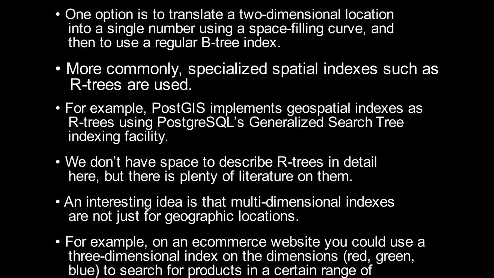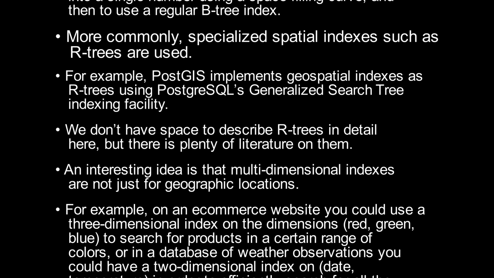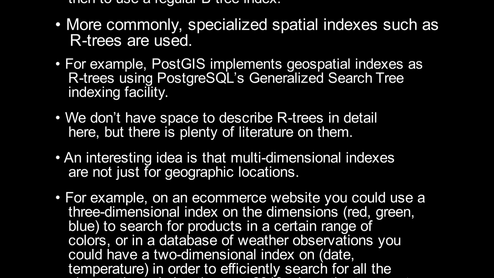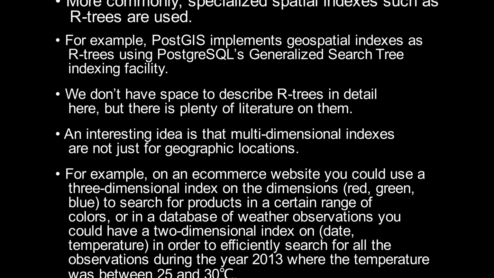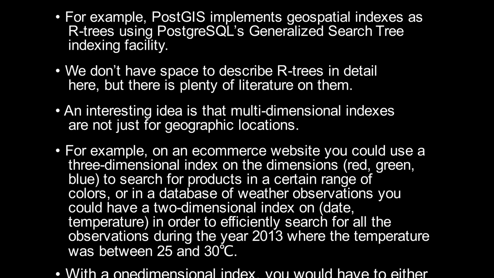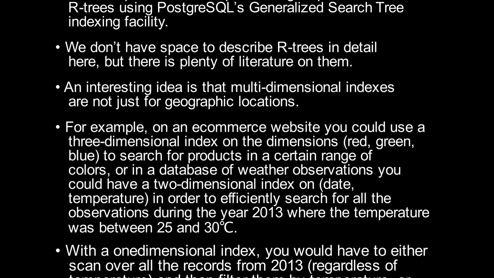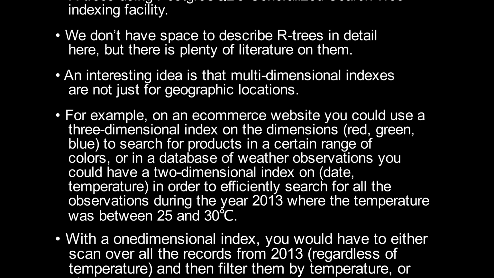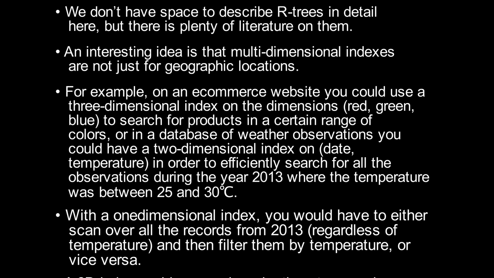An interesting idea is that multi-dimensional indexes are not just for geographic locations. For example, on an e-commerce website you could use a three-dimensional index on the dimensions red, green, blue to search for products in a certain range of colors, or in a database of weather observations you could have a two-dimensional index on date, temperature, in order to efficiently search for all the observations during the year 2013 where the temperature was between 25 and 30.